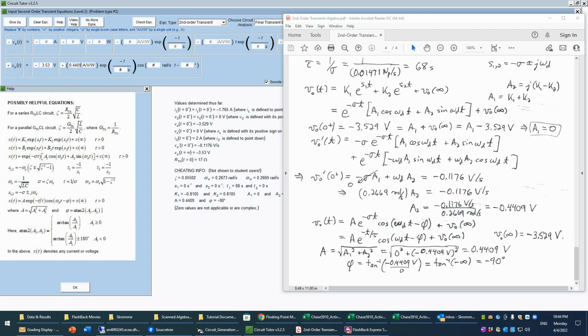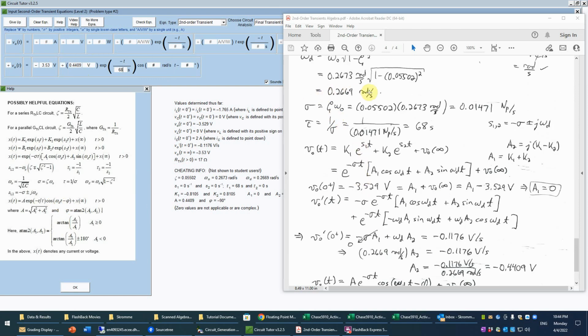Okay, so that gives us the number to put in for this prefactor, 0.4409. And then the units here have to be volts, of course, because this is a voltage that we're calculating. So instead of amp or watt, we put in the volt there. And that term can be used for any of those different types of transients. That's why it has that. And then the time constant in the e to the negative t over tau, we computed that now as 68 seconds. So we'll put in 68 seconds there. And then our omega d is the argument here. This is going to be cosine of omega d t minus phi. So the omega d, remember, was the 0.2669, so we put that in there, 0.2669.